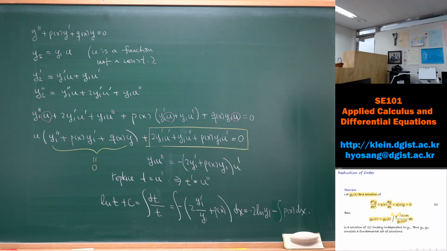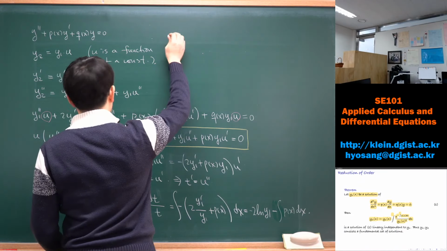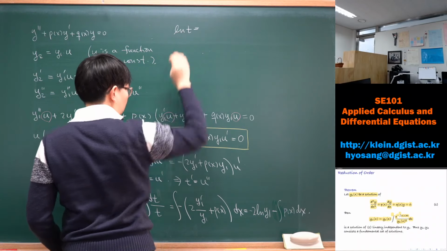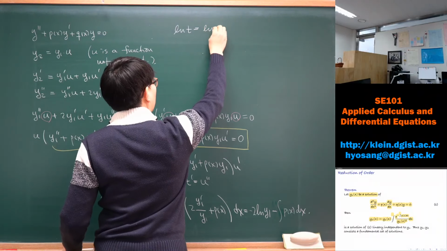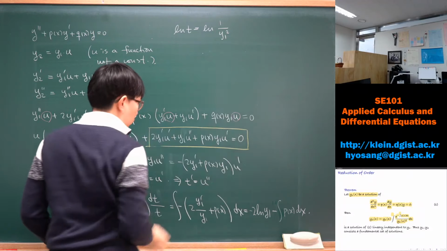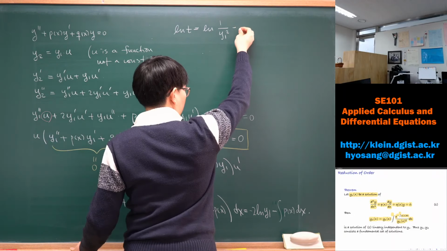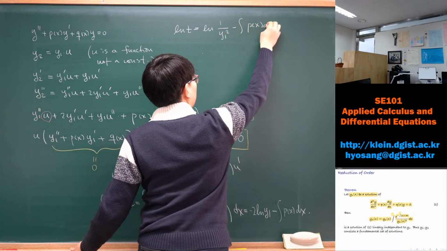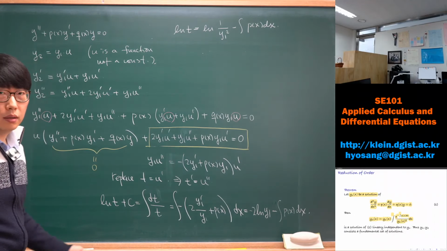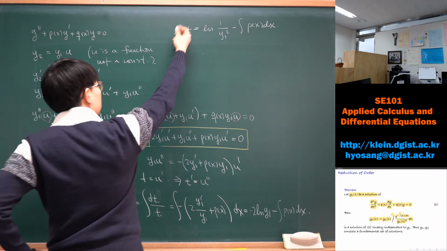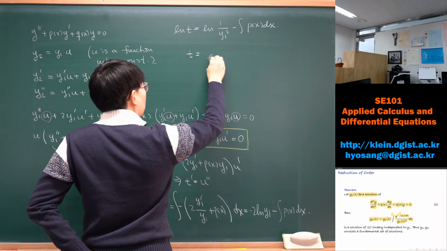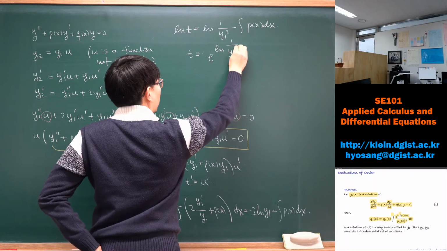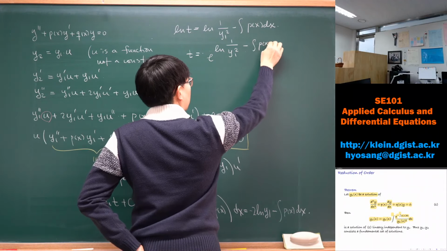Yeah, so that's it. And ln t, let me write it above here, ln t equals, so let's put c on the right-hand side. So it becomes ln of 1 over y1 squared, minus the integral of p(x) dx. And let's express this in terms of t, let's take the log out. So we get t equals e to the ln of 1 over y1 squared minus the integral of p(x) dx.